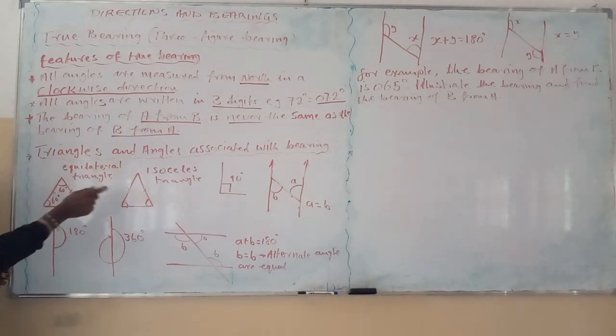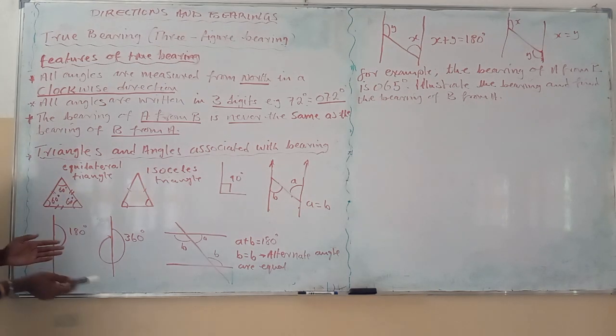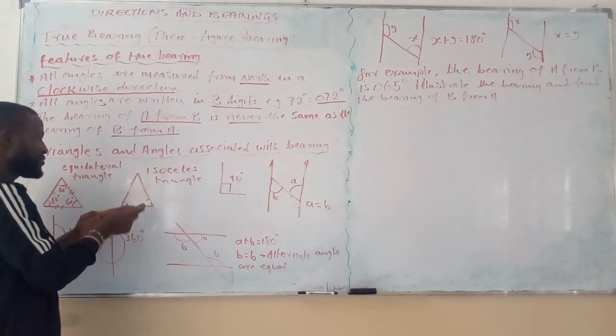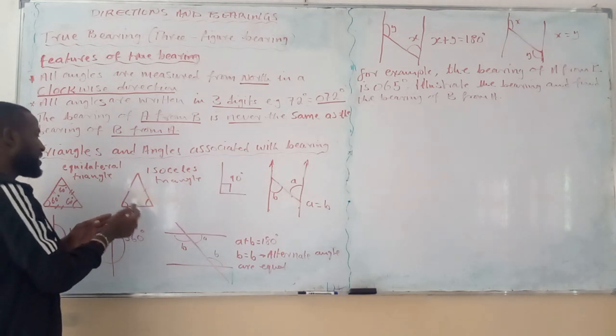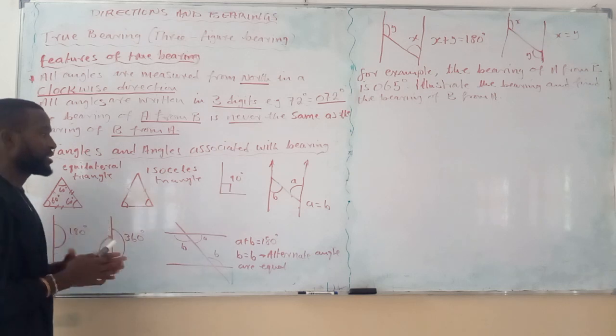Okay, so equilateral triangle. An equilateral triangle is a triangle that has all equal sides. They are all equal. But an isosceles triangle is a triangle that has 2 equal sides, meaning this side and this side are equal, and this angle and this angle are equal, but this side is not equal. That is an isosceles triangle.